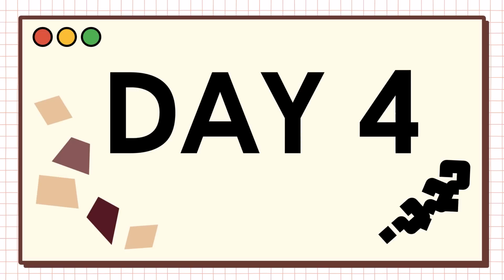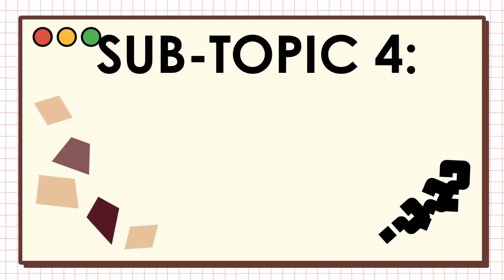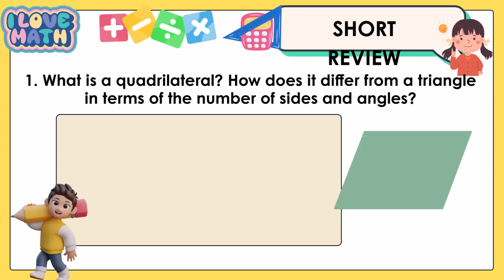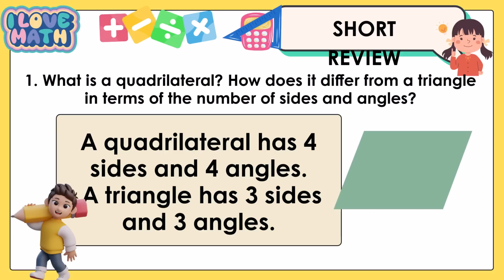Day 4. Subtopic number 4. Quadrilateral, rhombus, and trapezoid. Number 1. What is a quadrilateral? How does it differ from a triangle in terms of the number of sides and angles? Answer. A quadrilateral has 4 sides and 4 angles. A triangle has 3 sides and 3 angles.